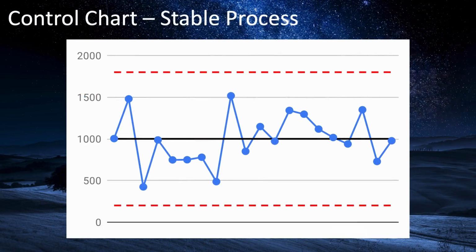Now we move on to another quality tool known as the control chart. These charts are used in statistical process control. On a control chart, each dot is a measurement. The range of measurements is shown on the vertical axis. Here, the range is 0 to 2000, with 1000 being the center line.